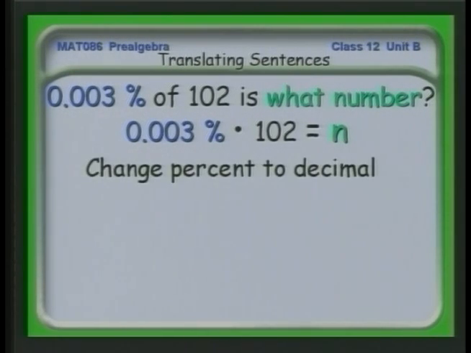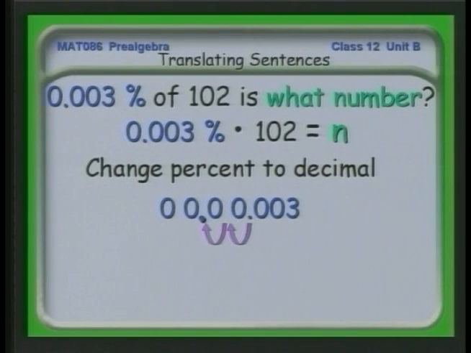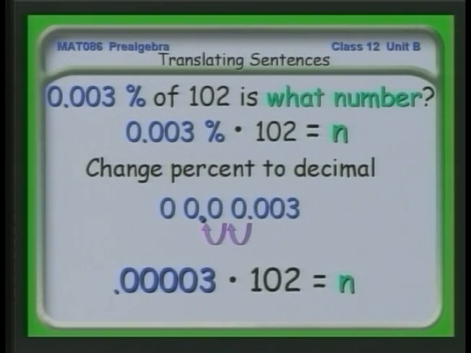What we need to do is change that percent to a decimal, and so it's going to be an even smaller number. Remember how we do this. We put in a bunch of zeros in front of the percent. Look at where the decimal point in the percent is and move 2 places to the left. We've translated that then to 0.00003 times 102 is equal to n.